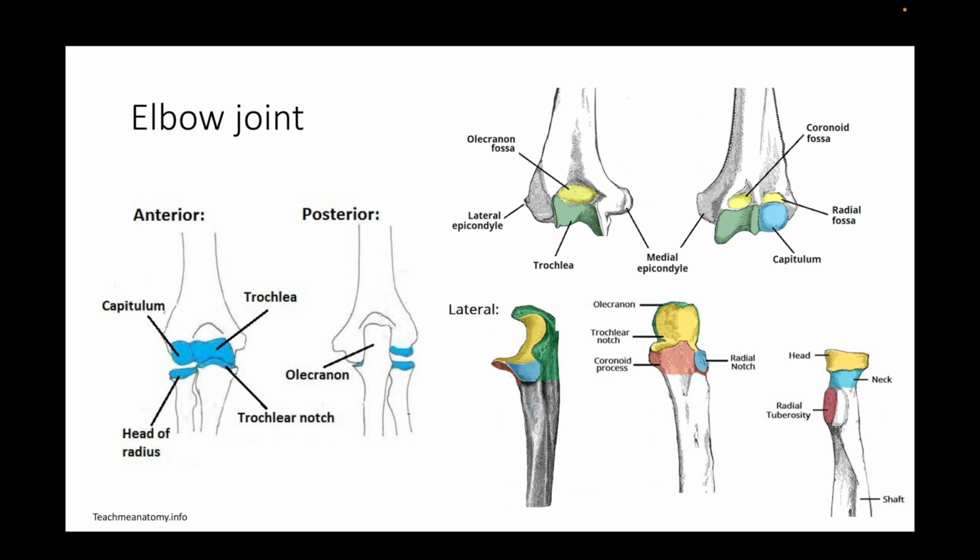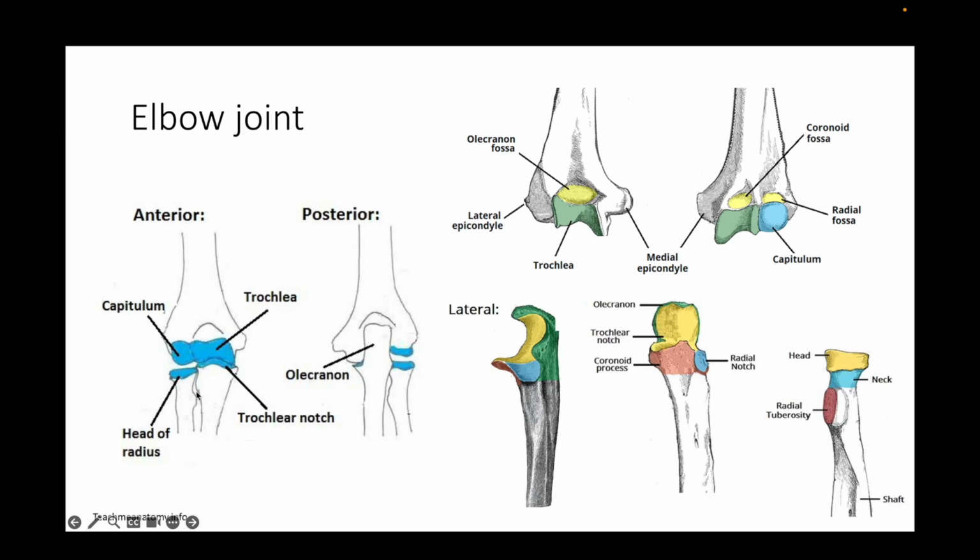Let's go to the elbow joint now. So this is an anterior and this is a posterior view of the elbow. There's a few structures to know. This is the humerus, this is the radius, and this is the ulna. Remember, this is all about anatomical, you've got to imagine this in the anatomical position. So this would be lateral and this would be medial. The head of the humerus, the neck of the humerus, and the shaft of the humerus.